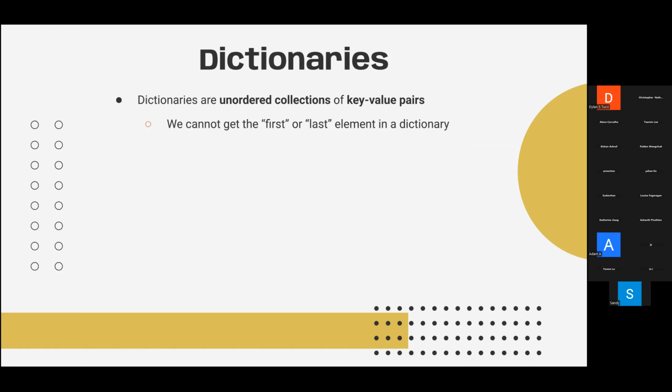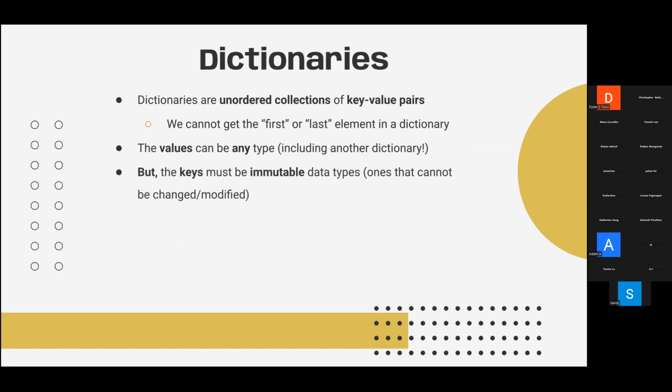We know that the values can be of really any type. The values themselves can be anything, and there is no limitation on what the values could be. However, there is a limitation on what the keys could be. We need the keys to be immutable data types. This means that we can't have a list or another dictionary be a key, because those are mutable and Python requires the keys to be immutable.